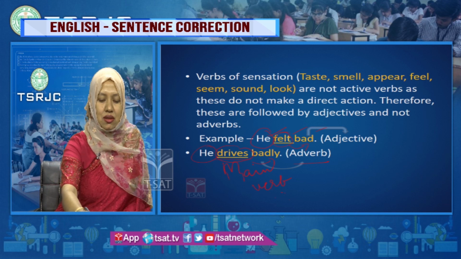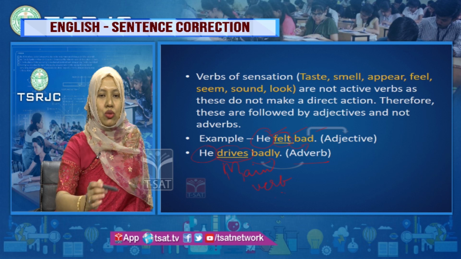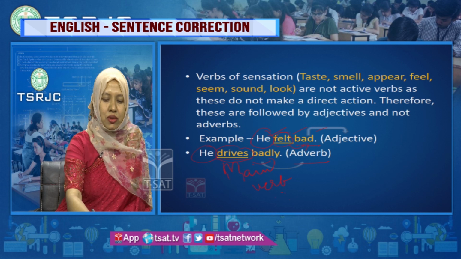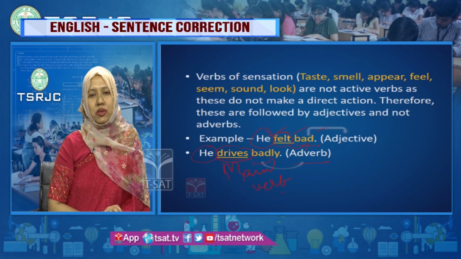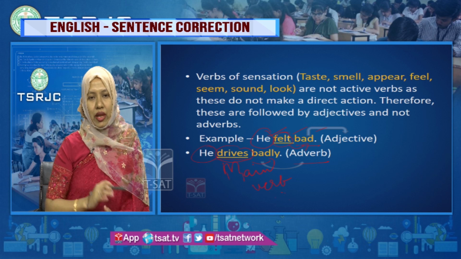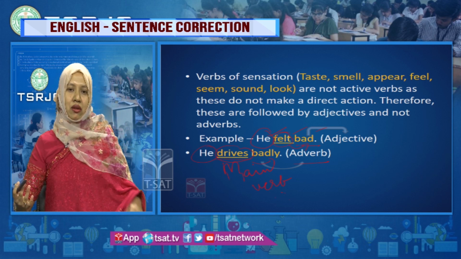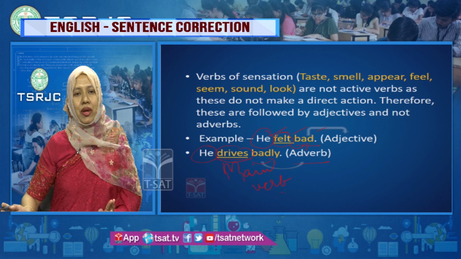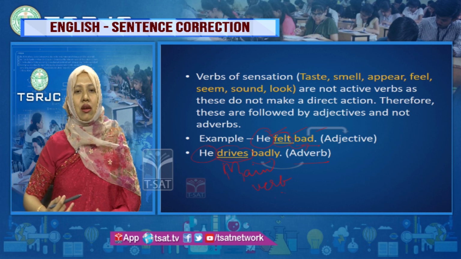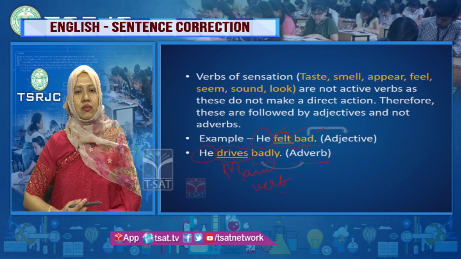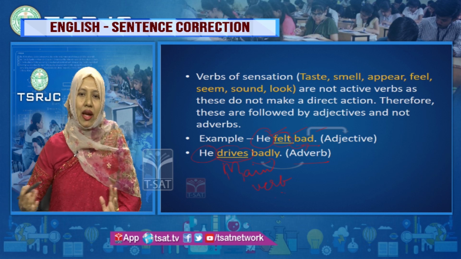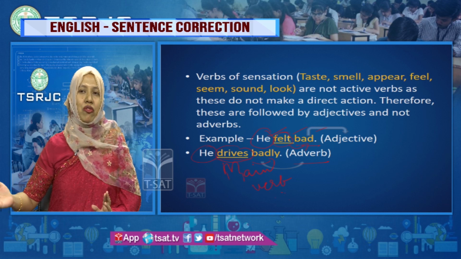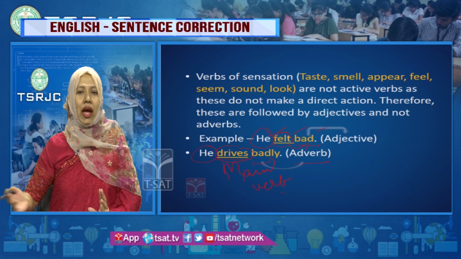The difference is, when sensational verbs are used, you should use adjectives in the object place. When main verbs are used, adverbs should be used in the object place. Let me reiterate. Verbs of sensation like taste, smell, appear, feel, are not active words. They do not make any direct action. If they are there in the sentence, they should be followed by adjectives and not adverbs.